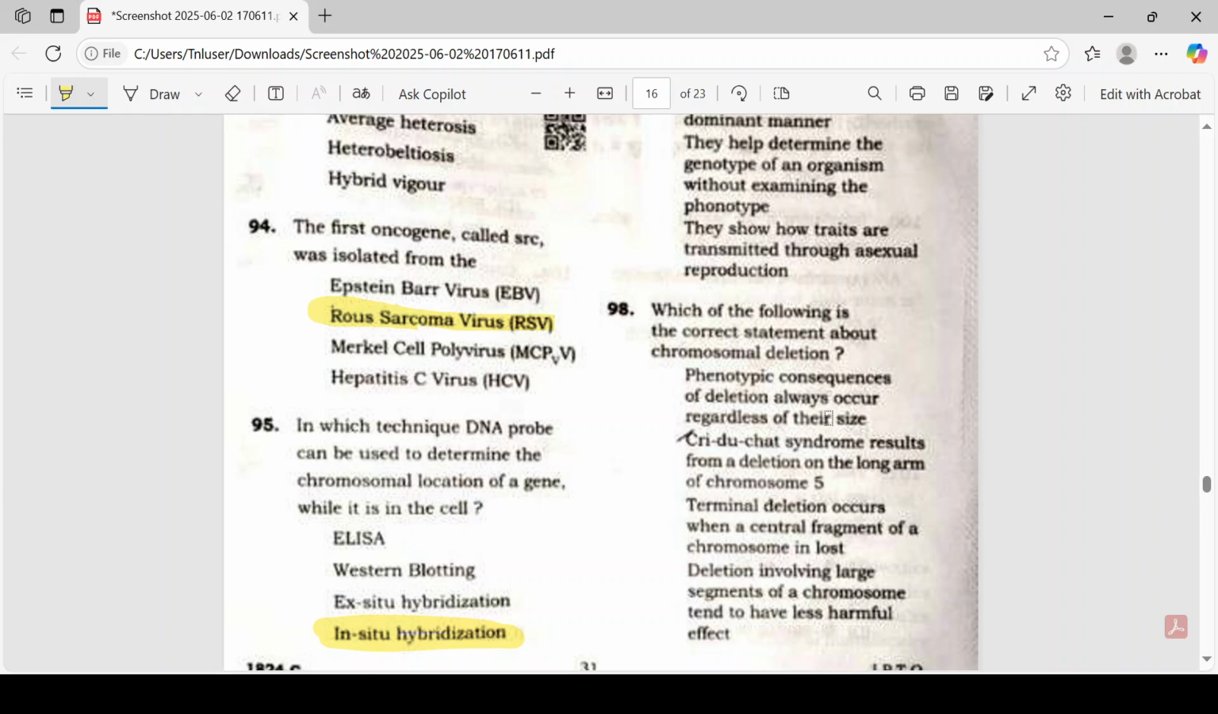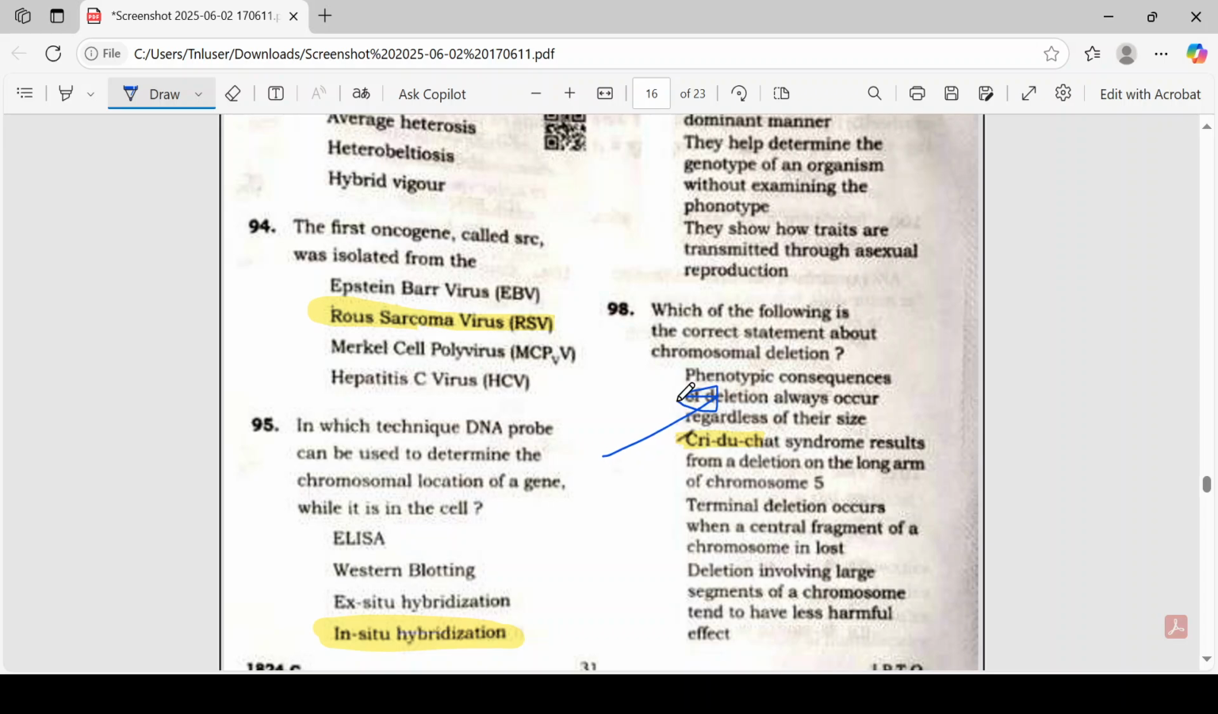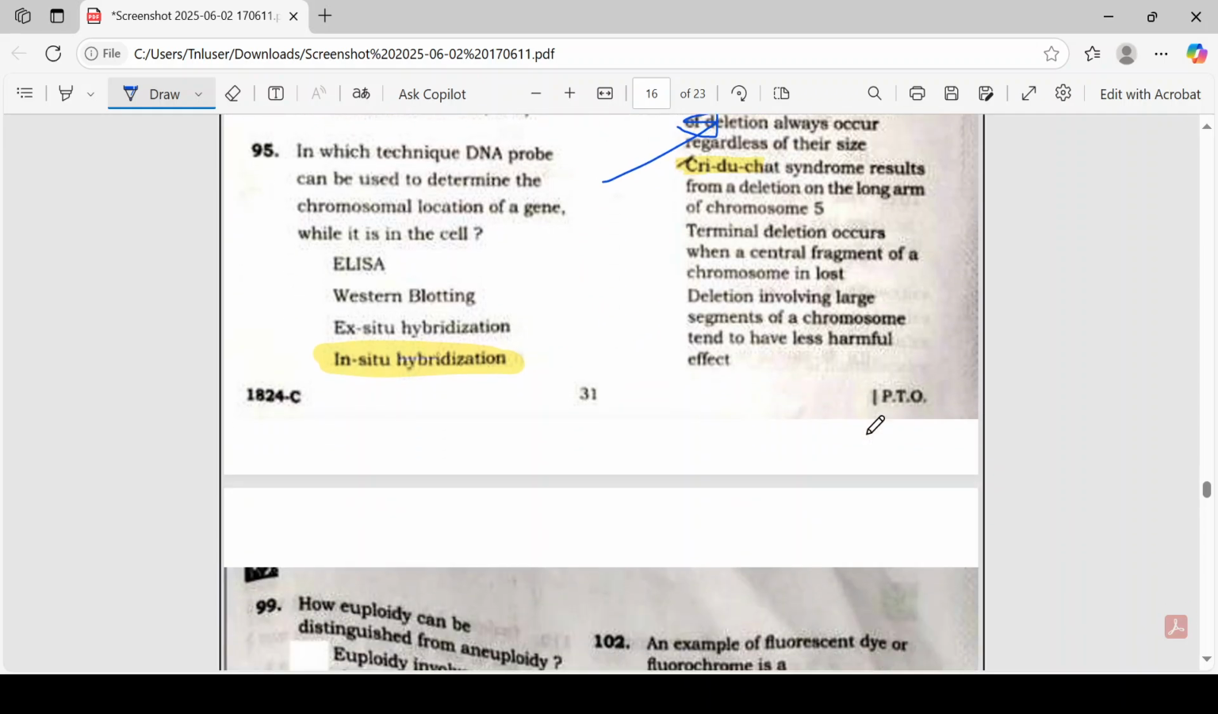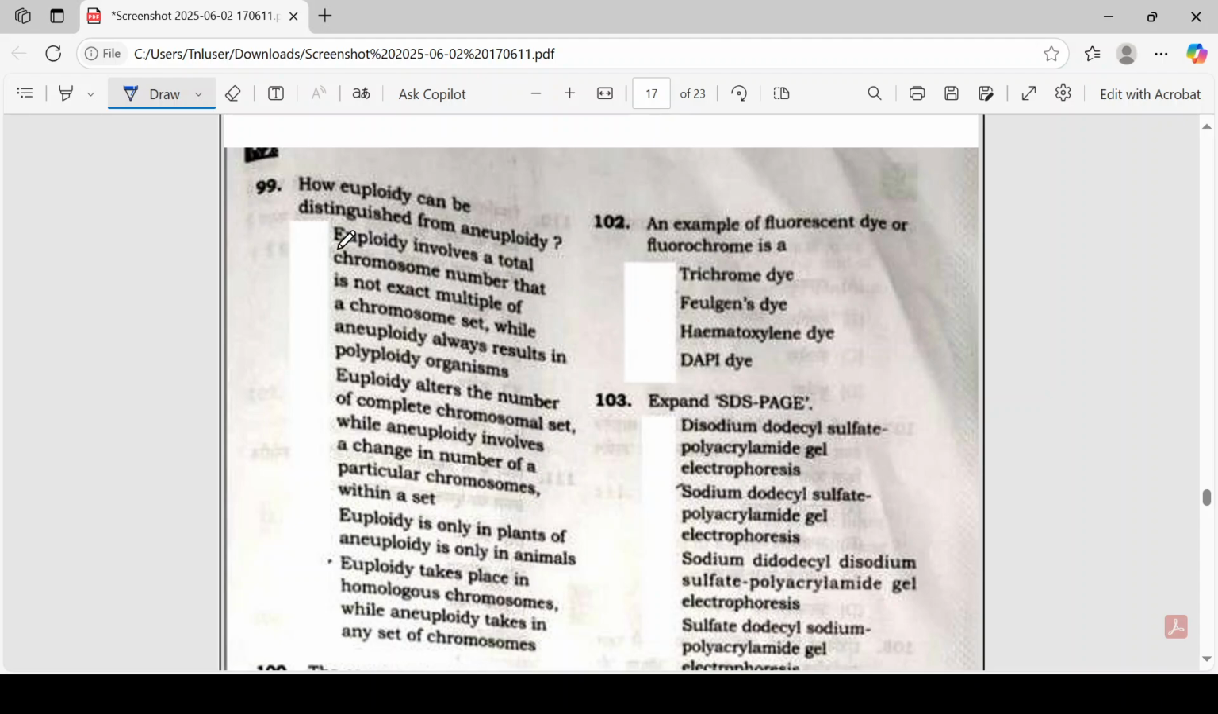Question number 98, which of the following is the correct statement about chromosomal deletion? For now you can consider the answer to the question as option 2. But then there are 2, 3 options more, like one more option which can also be correct. So that's why we are not very clear with the answer to this particular question. Let's move to the next question, that is 99.